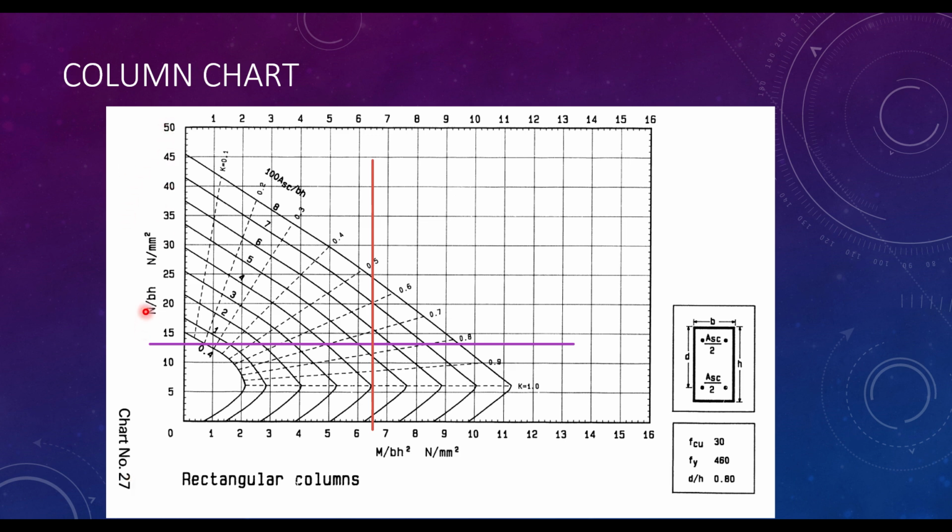Along the x-axis is N over BH, along the y-axis is M over BH square. So you just need to read 13, which is N over BH. This is 13. The purple line is on 13. And then the second one is 6.85. So 6.85 is going to be around here. So at the end of the day, you can see that the intersection is around this location.